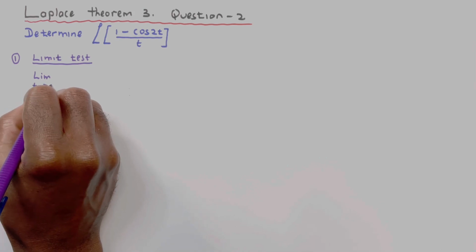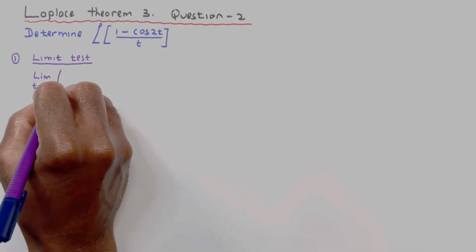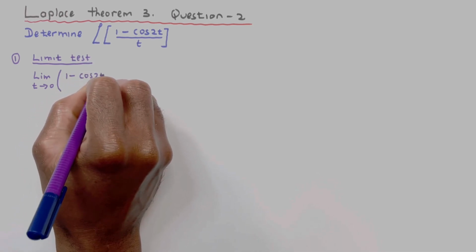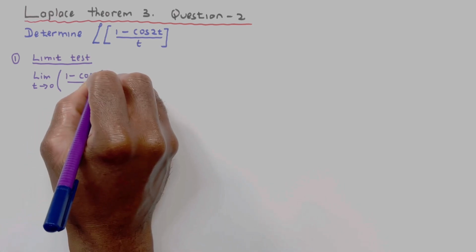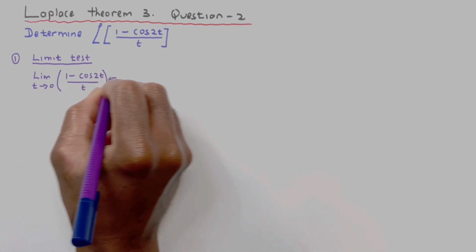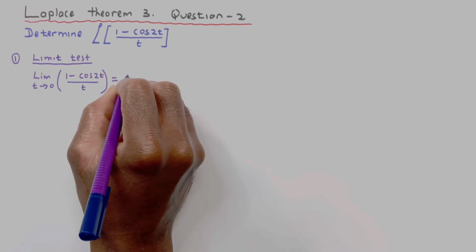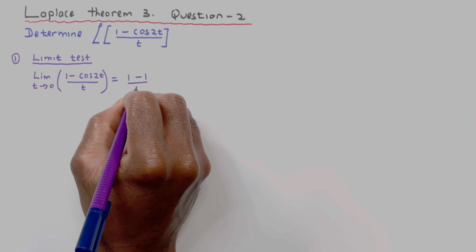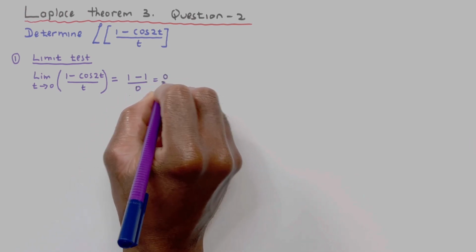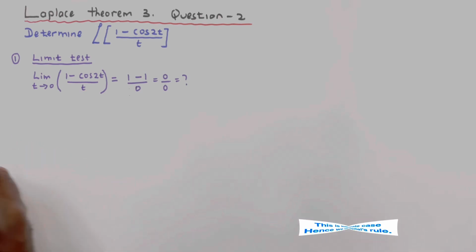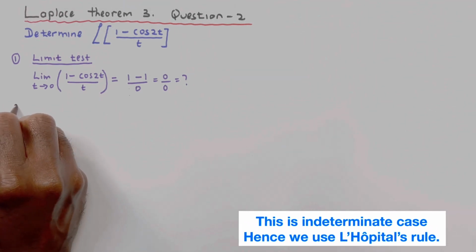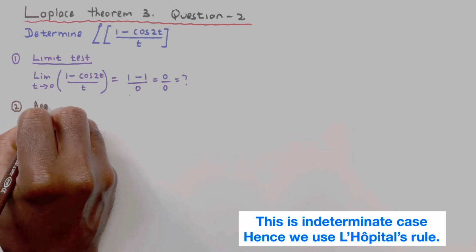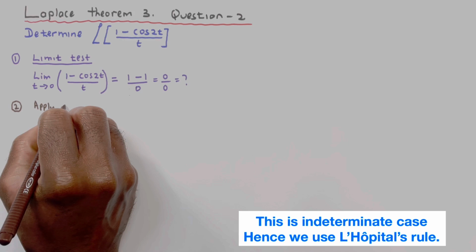So limit t tends to 0 of 1 minus cos 2t over t. And that will be, when t equals 0, 1 minus cos of 0, which is 1. And 1 minus 1 is 0, over t equal to 0, that's 0 over 0, which is an indeterminate case. In other words, we need to apply, in this case, L'Hopital's rule.